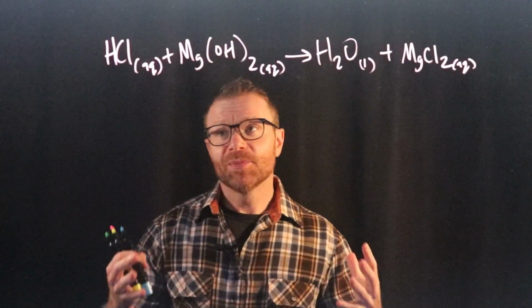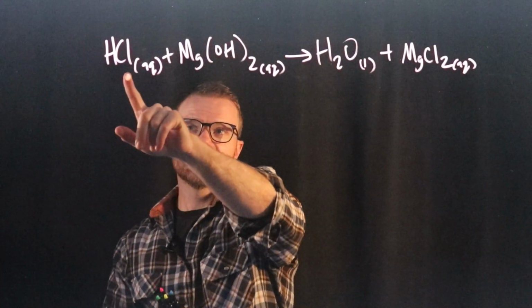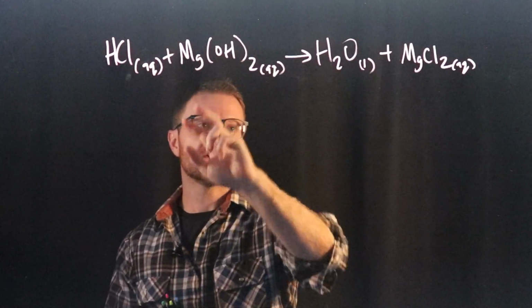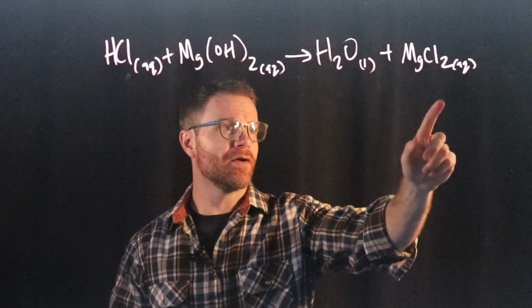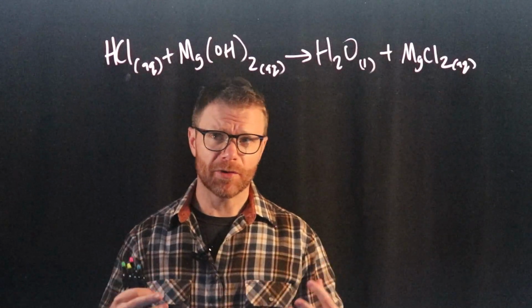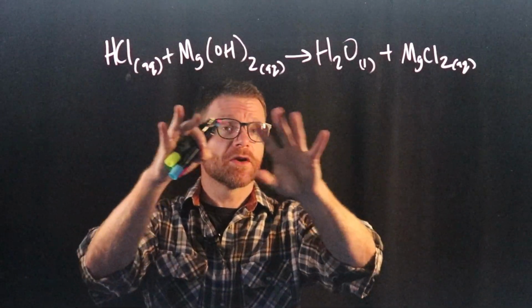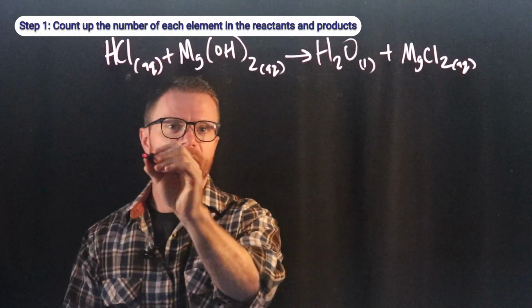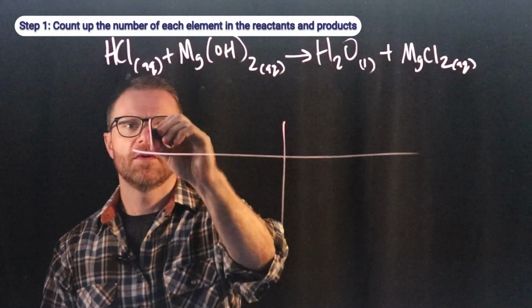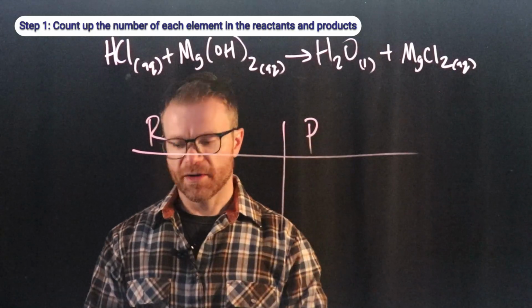Okay, here we have an acid-base reaction where hydrochloric acid reacts with magnesium hydroxide to produce water and then also magnesium chloride. Let's make sure that this equation is balanced by inventorying our elements. Reactants on this side, products on this side.